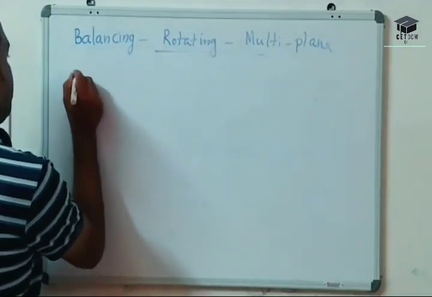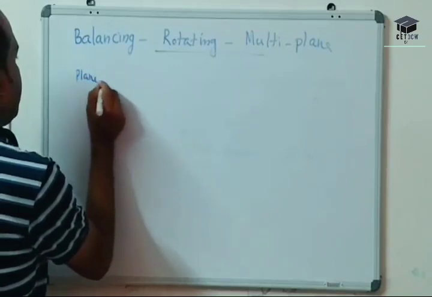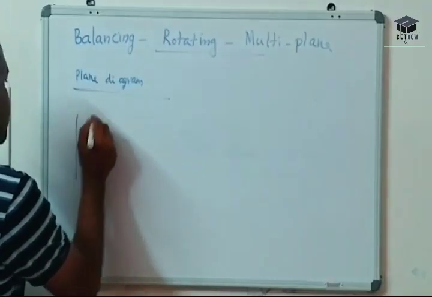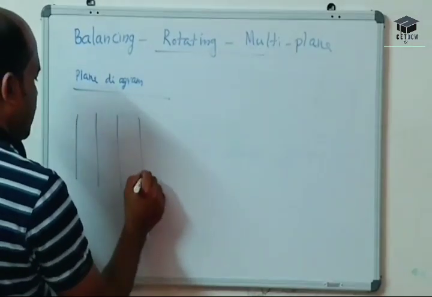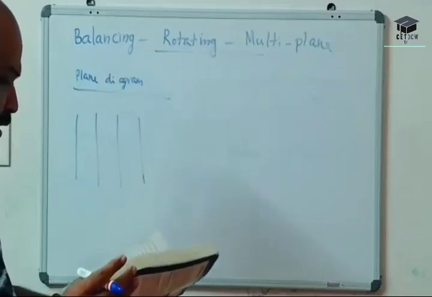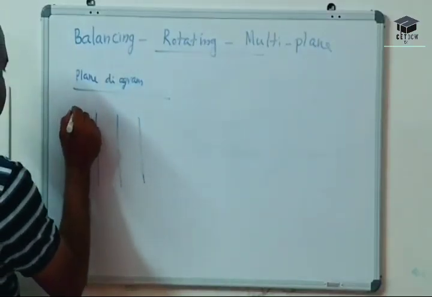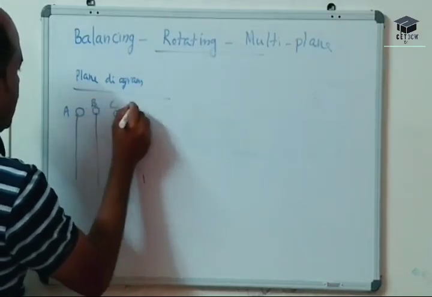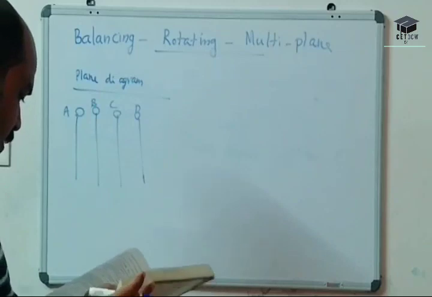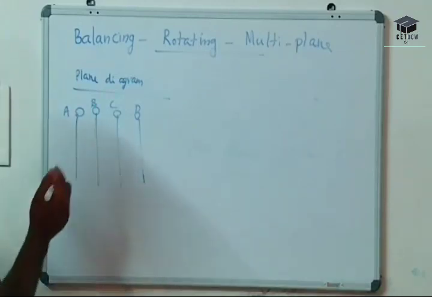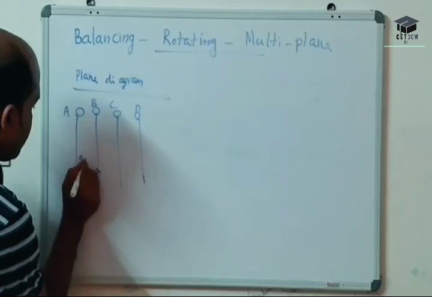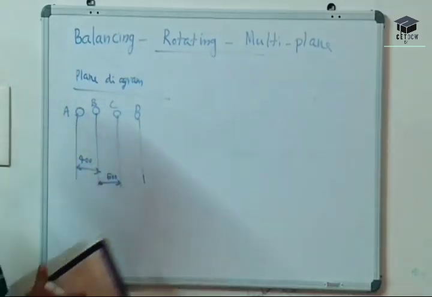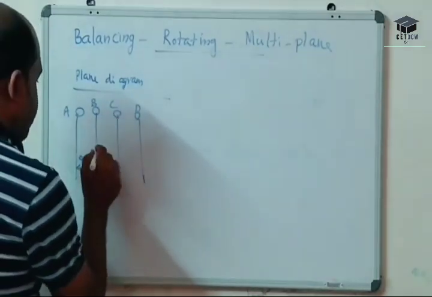First you can draw the plane diagram. Plane diagram is a diagram representing different planes only. This is a very basic thing. This is not according to any scale or any angle. You can just mark the planes A, B, C and D. Here you can mark the distances given. This is 400, this is 500, and this is unknown.